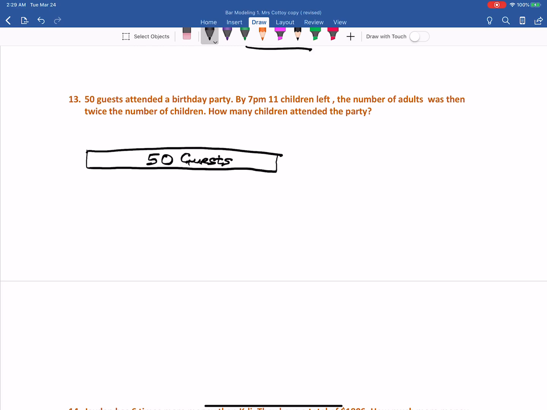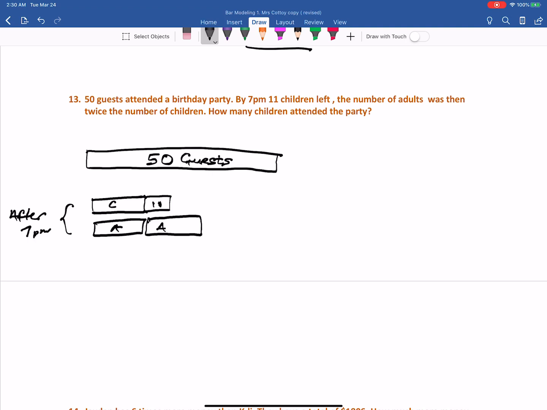So you know what I think I want to do? I didn't read the entire question first, but all right, it happens. Adults was twice the number of children, right? So this is children, and this is adults. This is after 7 p.m. Great. Children, adults. So that is definitely an accurate part of it. 11 children left. They didn't say that the amounts were the same, so this is the 11 children that left here.